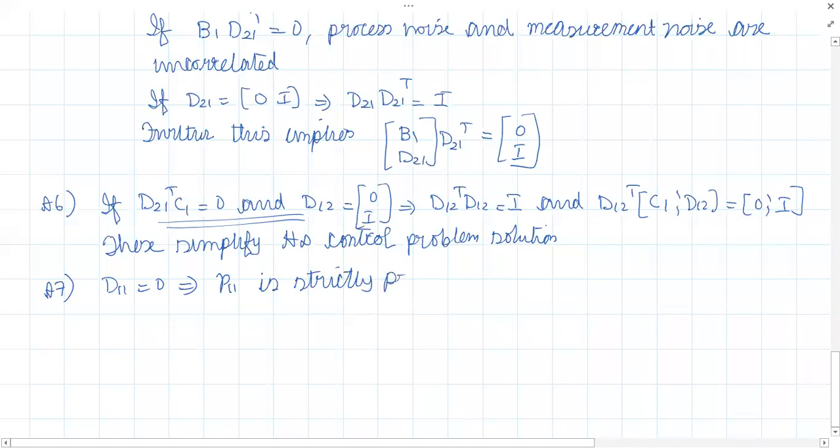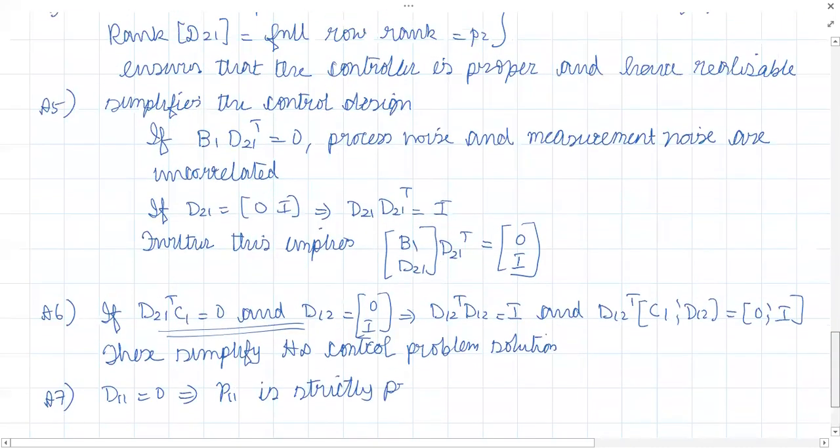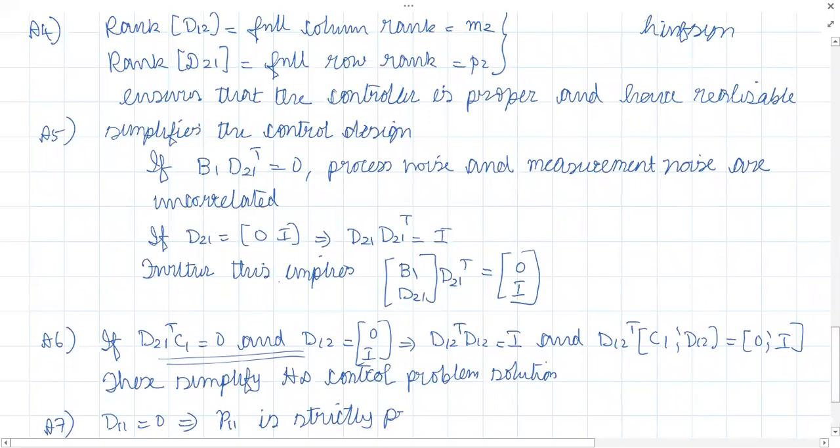Sir, yes. Actually, B1, D21 into D21 transpose, but that matrix multiplication cannot be done. Which one? Further this implies, you had written. It is both 2 cross 1 matrices, so we can't multiply. D21 transpose is 2 cross 1 now. That means 2 rows and 1 column. What's the problem? Can't multiply.